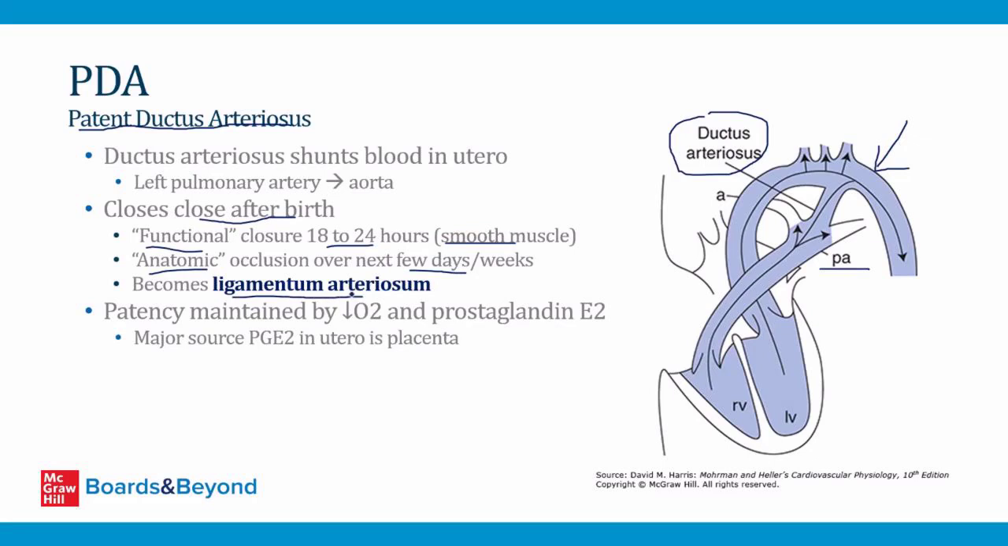And it's high yield for you to know that in utero, what maintains the patency of the ductus arteriosus is the relatively low oxygen tension, because there's less oxygen in the fetal blood compared to blood after birth, and also high levels of prostaglandin E2. And the major source of prostaglandin E2 in utero is the placenta. So when the placenta goes away, E2 levels fall. And also after birth, oxygen levels rise when the baby begins to breathe. And those are the triggers that lead to closure of the ductus arteriosus.